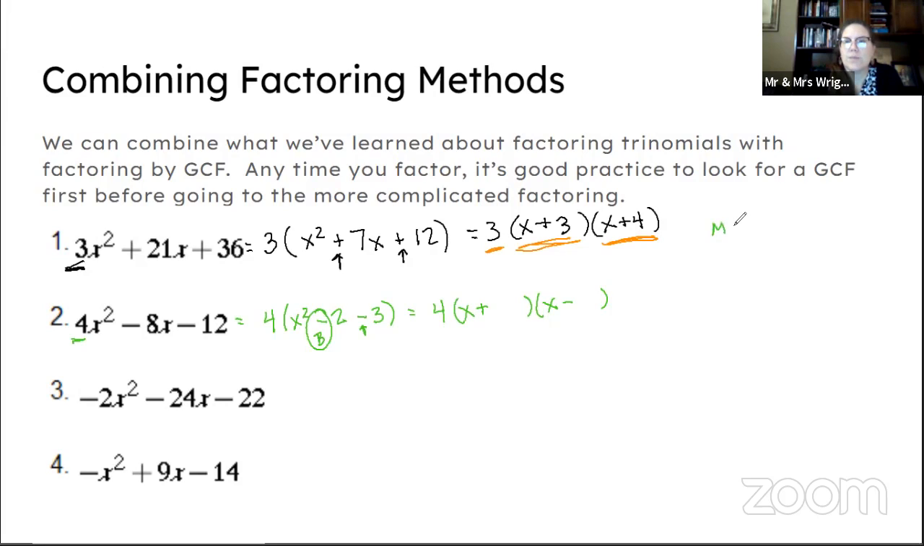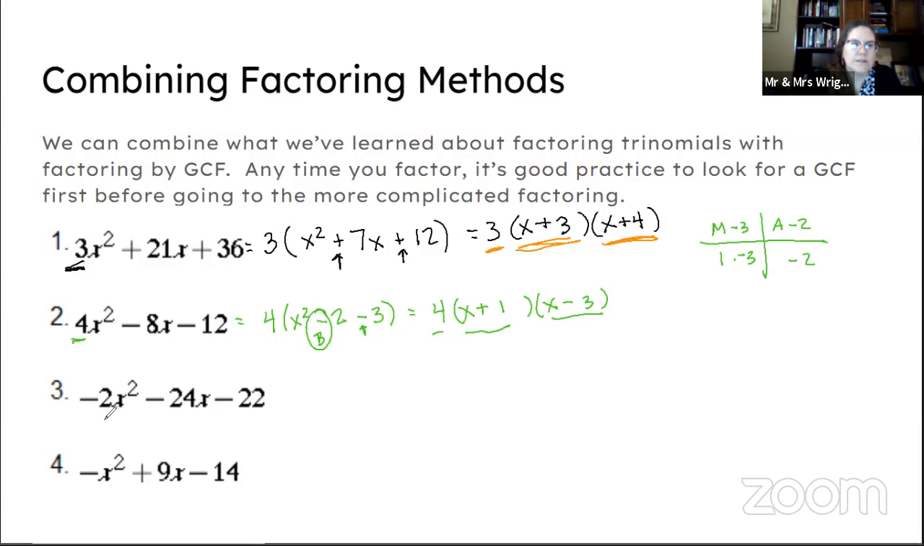I want to multiply to be -3 and add to be -2. So this should be relatively easy. 3 being prime, I know it's going to be 1 times 3, and my bigger number is negative, so let me put my negative in. 1 plus -3 is -2, so this works. I'm going to plug a 3 in the negative spot and a 1 in the positive spot. So my three terms are 4, x plus 1, and x minus 3.